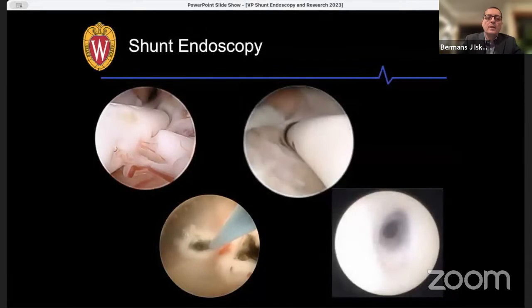Shunt endoscopy can give you all these views. These are catheters with tissue embedded in them. These are catheters with a sleeve of tissue that formed around them. This is looking inside the catheter. And this is during endoscopy when we're doing a concomitant cyst fenestration or septal fenestration.